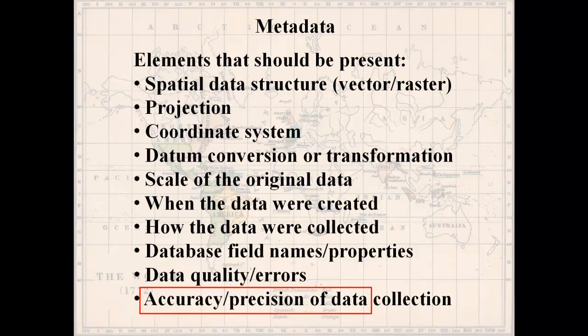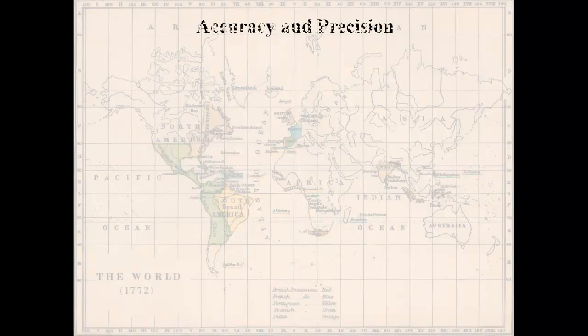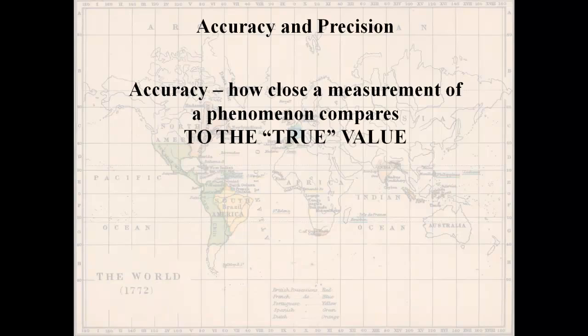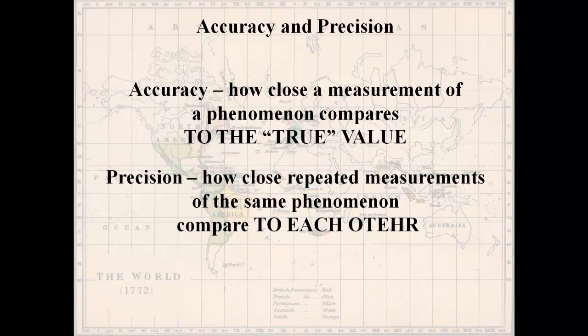Remember when I told you about all the metadata things that you should have present? Down at the very bottom there's something called accuracy and precision. So I need to talk a little bit about those terms and what they mean. Accuracy is how close a measurement compares to the true value. Precision is how close repeated measurements compare to each other. Not necessarily to the true value, but to each other.